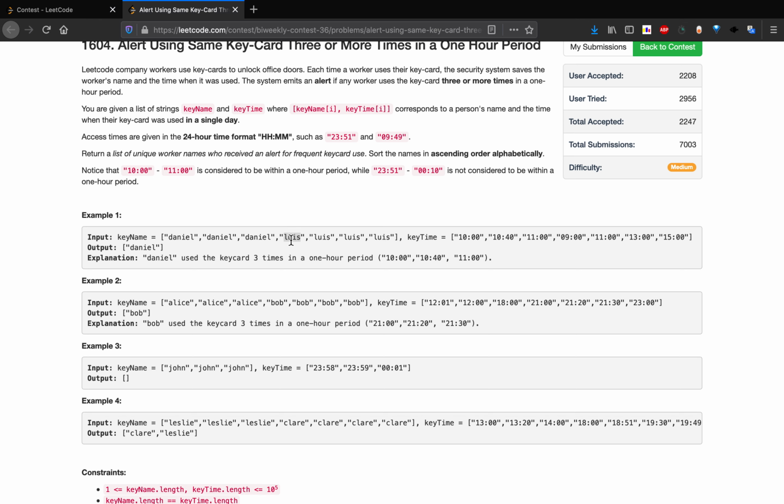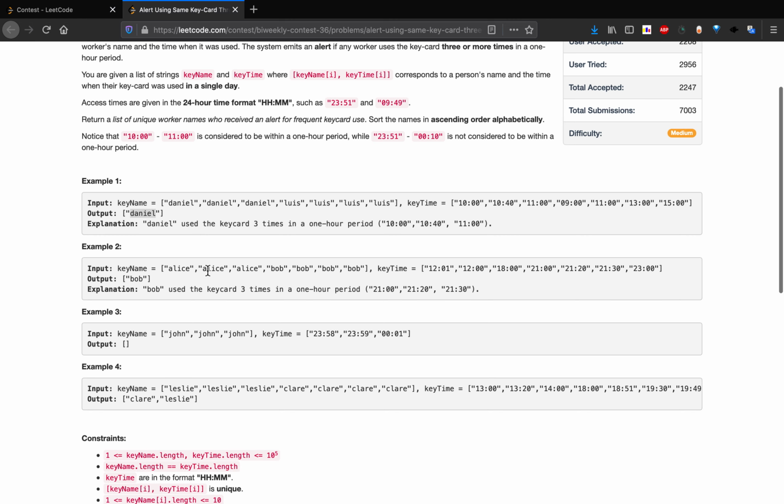Then here Louis comes. So Louis first uses his card at 9, then again at 11, again at 13, again at 15. So Louis always uses his card at a gap of 2 hours, so 9, 11, 13 and 15. So Louis will not be in our answer. So we just have to output Daniel.